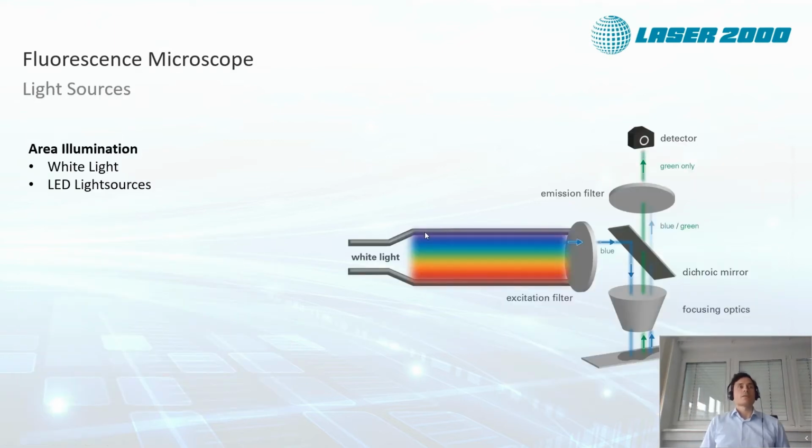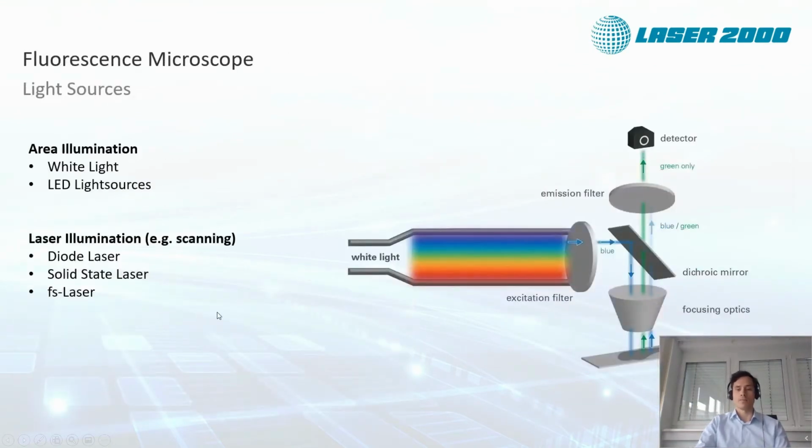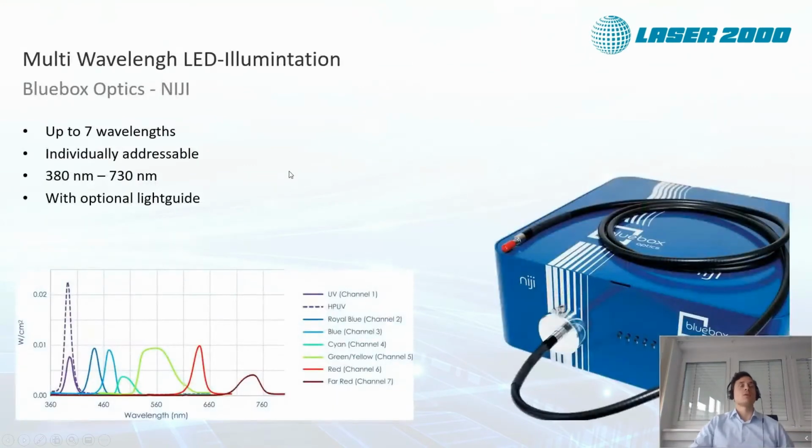An important thing where I focus now is the light sources. Historically, white light sources are used, for example, xenon arc lamps or mercury vapor lamps. But nowadays, you get these high power lamps with LED light sources. And there I want to show you a very good solution from our partner, Blue Box Optics, Lenici. And Lenici is one box where you have up to 7 wavelengths in one box accessible.